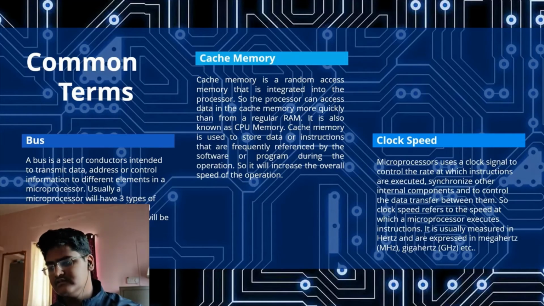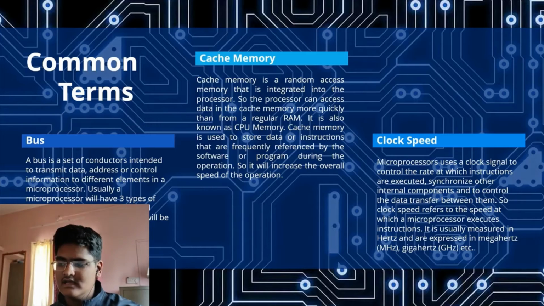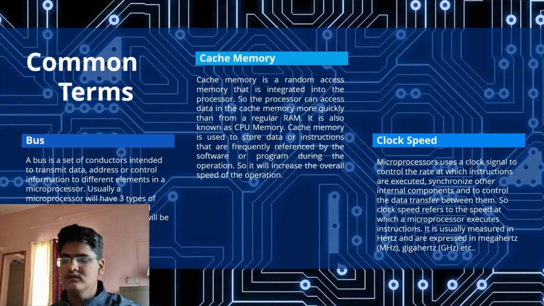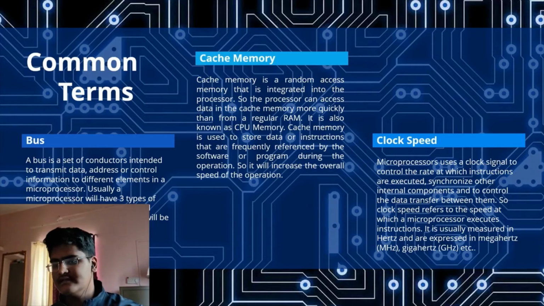Clock speed. The processor uses a clock signal to control the rate at which instructions are executed. It synchronizes other internal components to control the data transfer between them. So the clock speed refers to the speed at which the microprocessor executes instructions. It is usually measured in hertz and expressed in megahertz or gigahertz, etc.